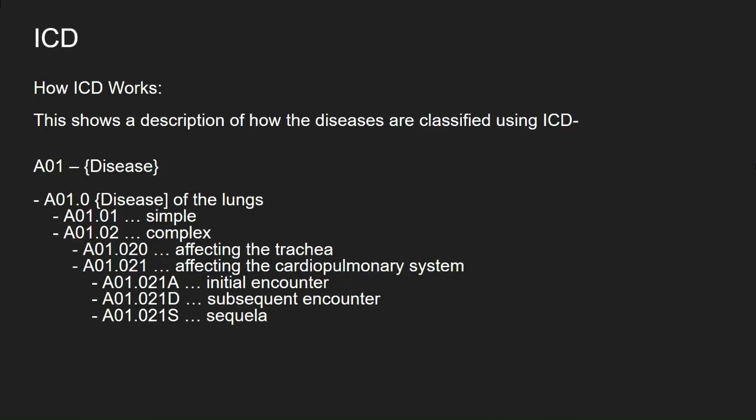When it comes to understanding how these diseases are coded, we can look at this particular example. The way the diseases are classified and understood is in this format. Suppose A01 is written, it would mean that a patient is suffering from a disease. Further, A01.0 would mean that it is a disease of the lungs.